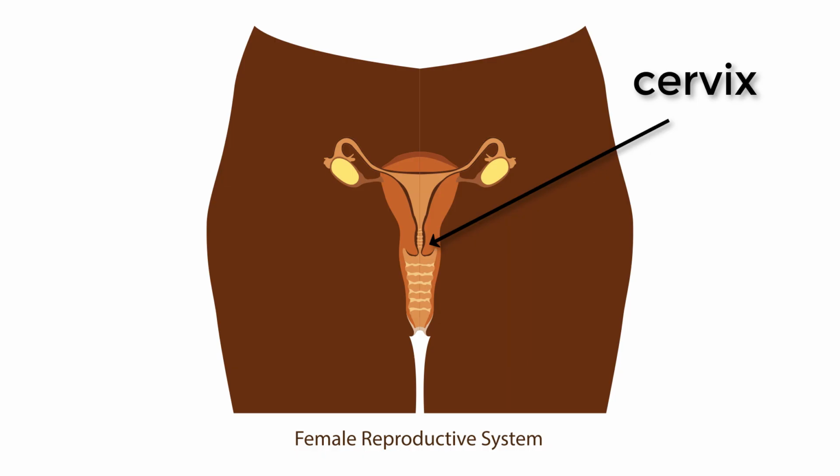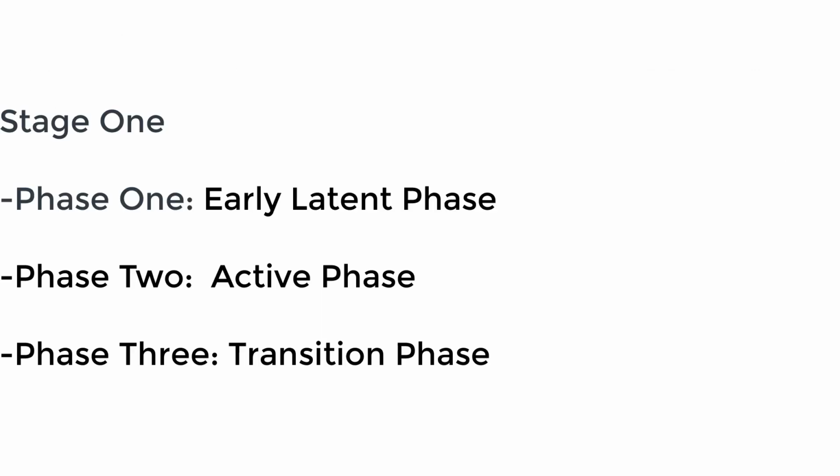Phase 3. The third phase begins when the cervix dilates 8 centimeters and continues until the cervix is fully dilated at 10 centimeters. This phase is called the transition phase. These 3 phases make up the first stage of labor.